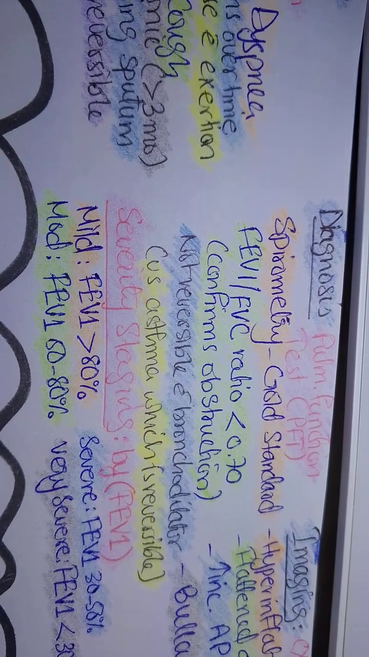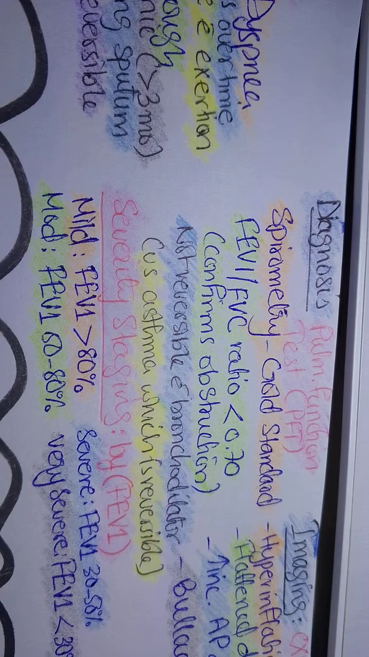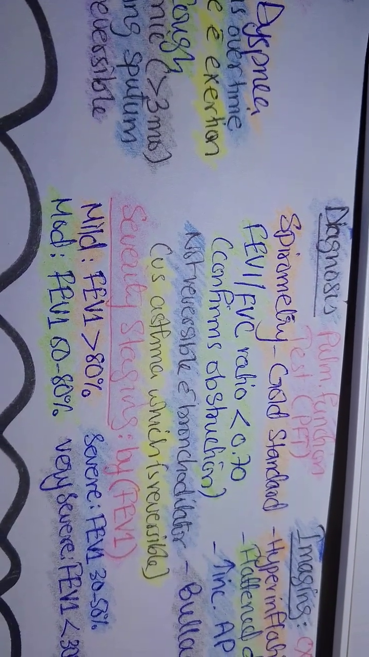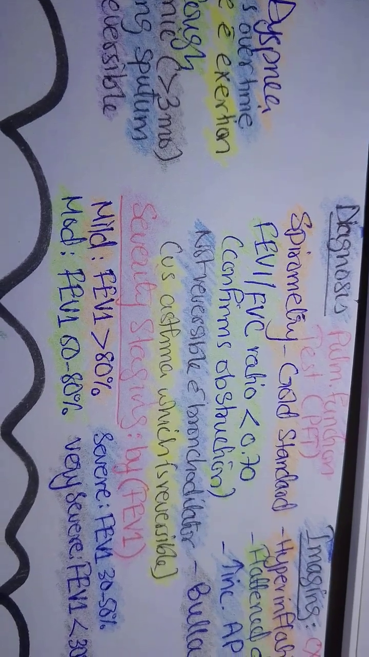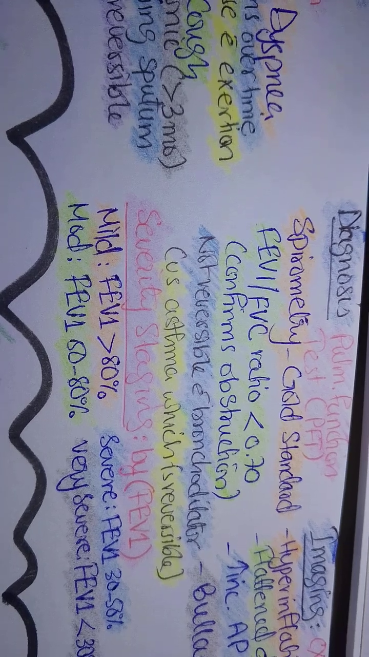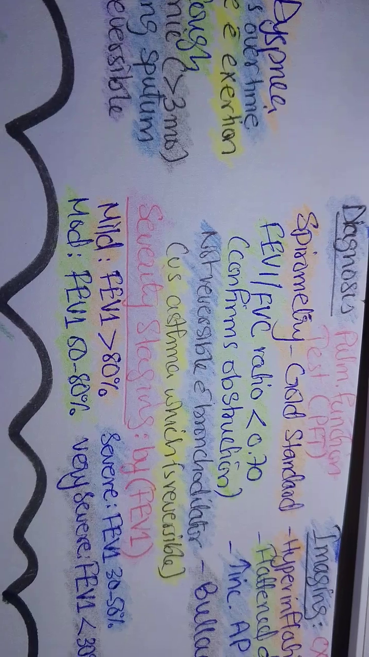That's the key difference. So we also stage severity based on FEV1 percent predicted. Mild is over 80%, moderate is 50 to 80, severe is 30 to 50, and very severe is under 30%.